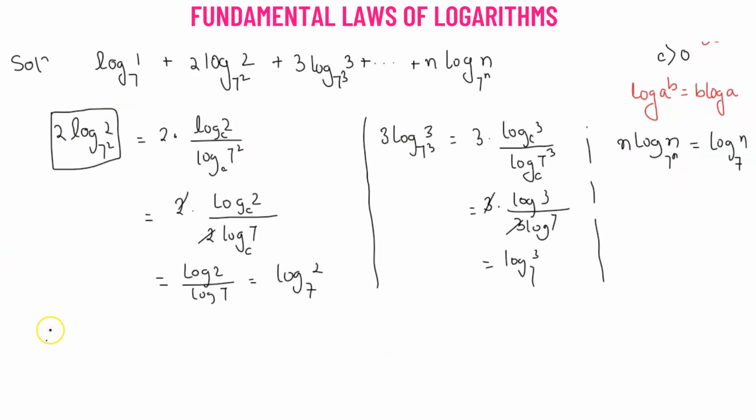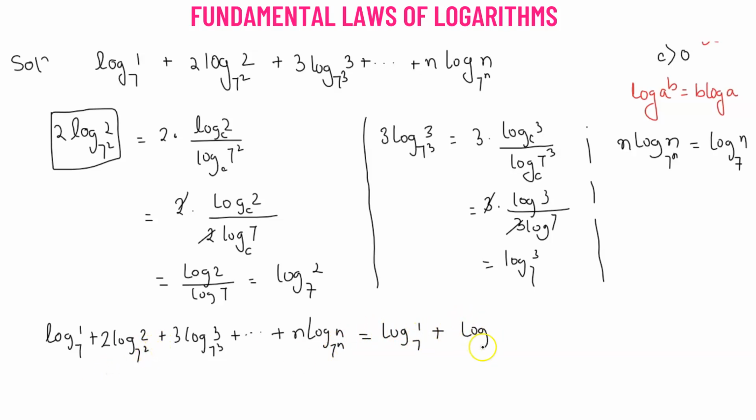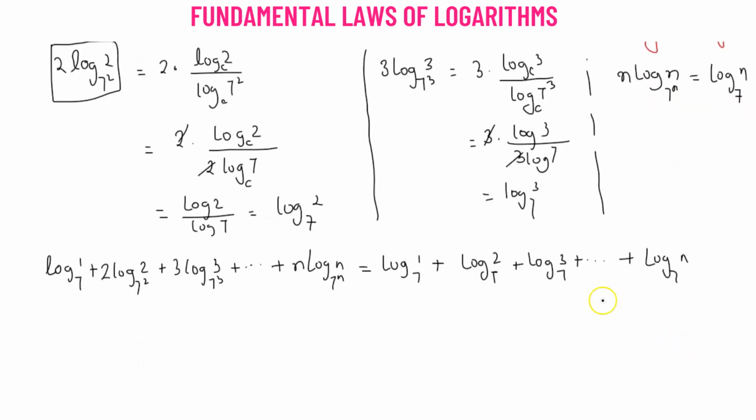So I have log of 1 with a base of 7 plus 2 times log of 2 with a base of 7 squared plus 3 times log of 3 with a base of 7 cubed, going all the way up to n times log of n with a base of 7 raised to the power of n. So this reduces to log of 1 with a base of 7, then log of 2 base 7 plus log of 3 base 7, and the last term will be log of n with a base of 7. Right. Now what we can do is add all the logarithms because they have a coefficient of 1 and all of them have the same base, which is 7.